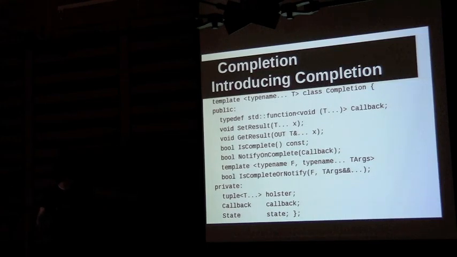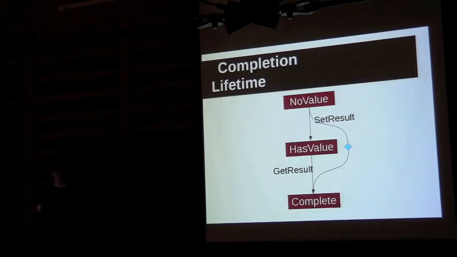So we've got a place to hold data. The standard tuple is great for that sort of thing. We have a place to hold our callback and some state. And what is state? So completion can go through a number of places in its lifetime. You start off without a value. You can set the result, and if you set the result and there isn't a callback to call, then it has a value. Pretty simple. And if you set the result, you call the callback, and then you go into complete. And the big thing here is that completions can only get the value out of them once, which is really nice if you want to return like vectors of things. So we basically force move. That's the big deal.